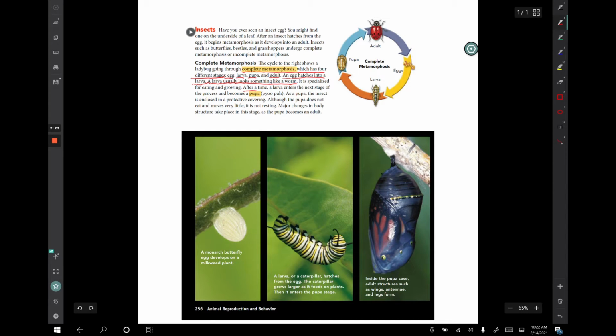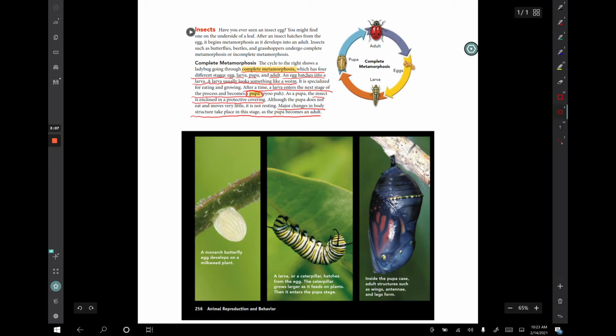After a time, the larva enters the next stage, which is called the pupa. And during the pupal stage, the insect is enclosed in a protective covering. So when you think about the cocoon or the chrysalis of a butterfly, that's the pupa stage. It's not eating, it's moving very, very little, but it's not resting. There's lots of changes going on inside as the larva is transforming into the adult. So major changes in the body structure take place in this stage as the pupa becomes an adult.